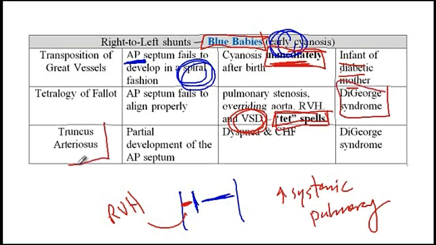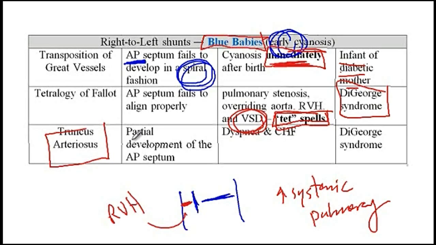And the final condition is Truncus Arteriosus, which is caused by the partial development of the aorticopulmonary septum, and this condition, again similar to Tetralogy of Fallot, is commonly associated with DiGeorge syndrome. And that concludes our discussion.